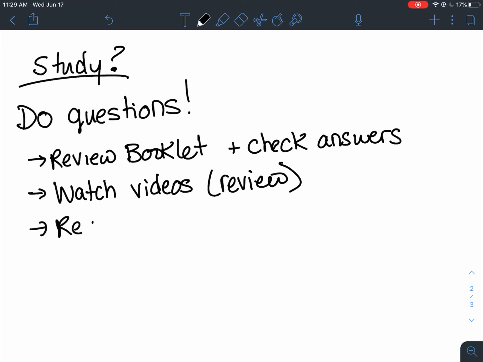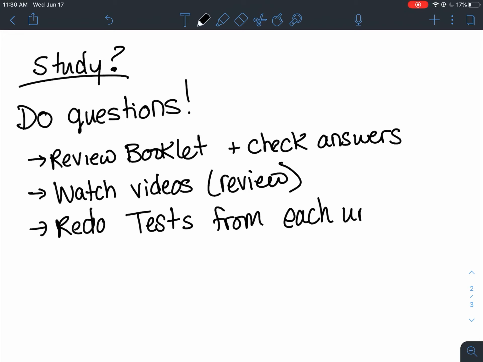And you can try redoing tests from each unit, which I said I was going to post in a module, like a PDF of all the tests that we've done. So I'm going to try to do that soon. And I would say that's the best way to study. Just going through everything and redoing tests, redo questions, pop open the content, redo anything from there. And then you should be good to go.